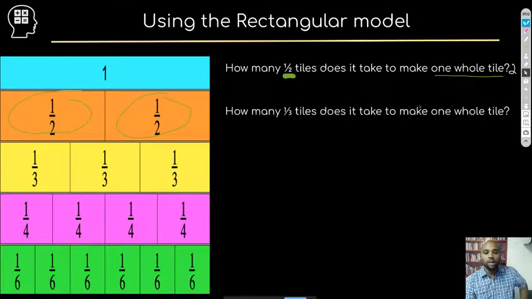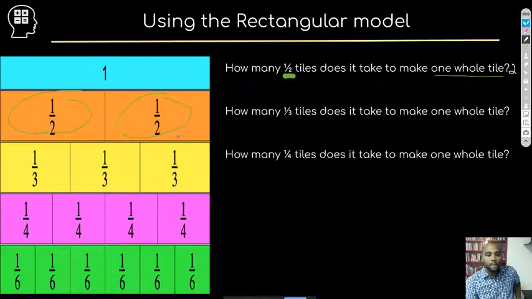Next question. How many one-third tiles does it take to make a whole one? So to make this whole thing, as you can see from left to right, we need three of these tiles. So I'm going to go one, two, this whole tile, and three. And you see the next question, how many fourth tiles does it take to make a whole one? Well, this whole one is considered this length right here because I can see how long the one is up top. So it looks like one, two, three, four.